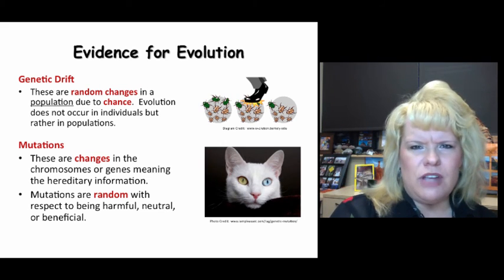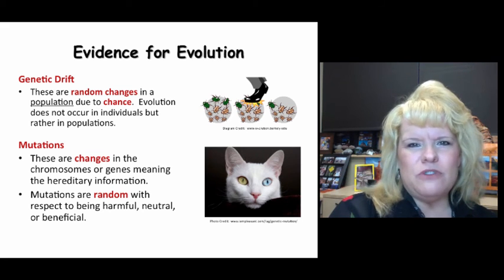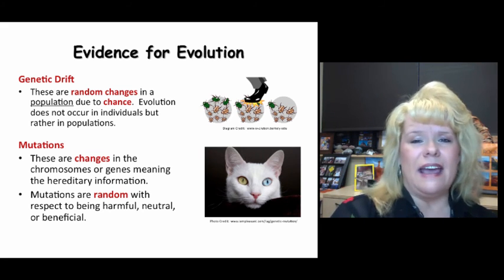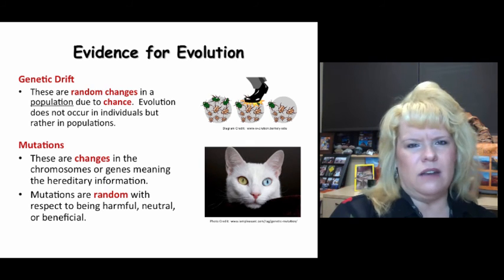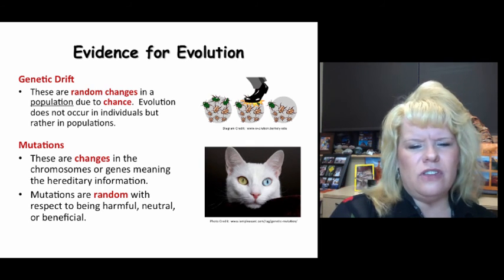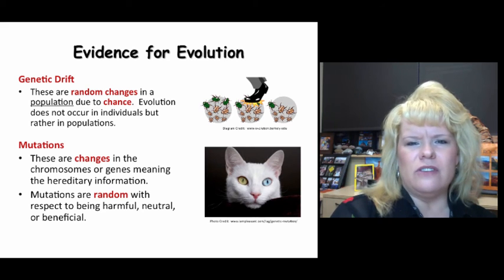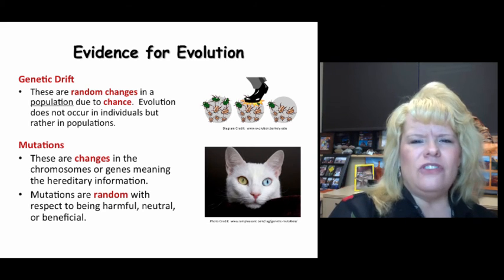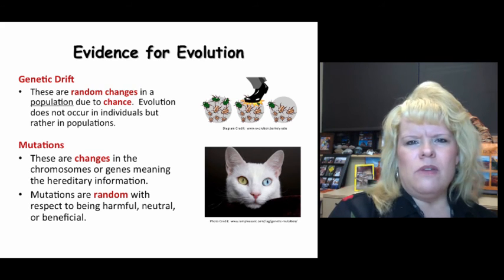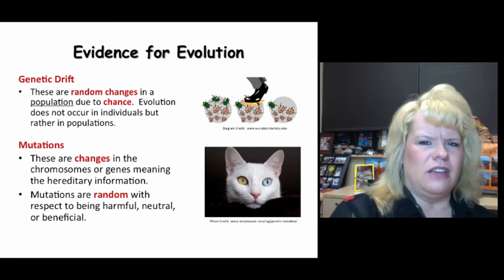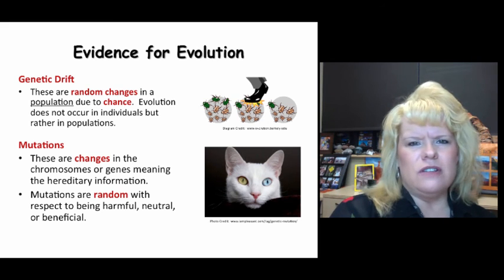Sometimes we get a mutation. Don't confuse mutations with X-Men, for example. It makes them superheroes. Not saying it can't, but mutations are random. These are changes in the chromosomes or genes, meaning the hereditary information changes. Sometimes there's a gap in the sequencing of DNA. Since mutations are random, they have 3 options that could happen as a consequence of their occurrence.